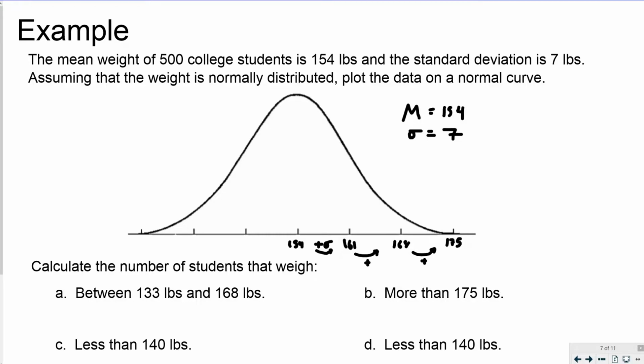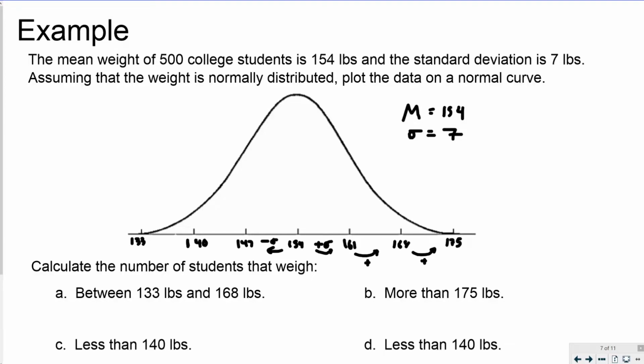So now the other way, I'm going to take away a standard deviation, okay? I'm going to take away one standard deviation. So this will be 147. This will be 140. And finally, this will be 133. Okay, so there we have all of the markers on our normal curve.